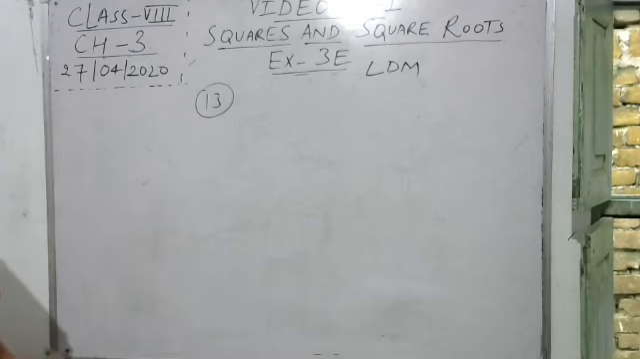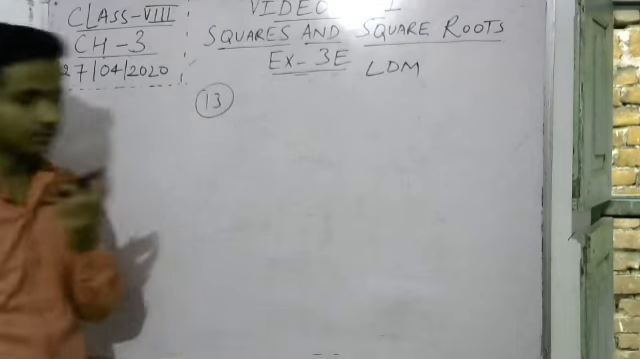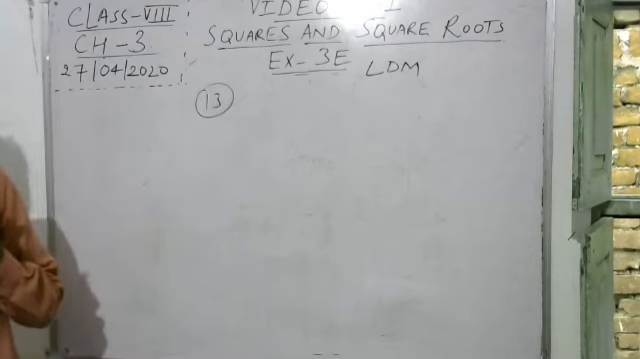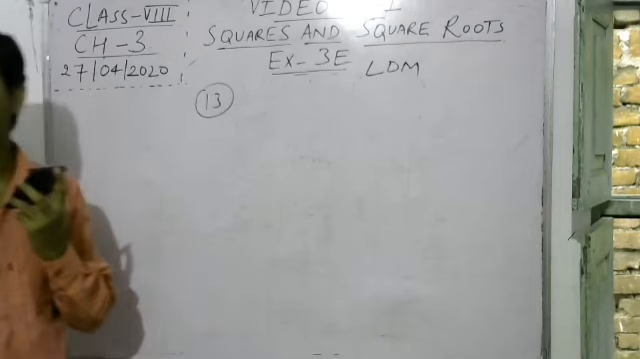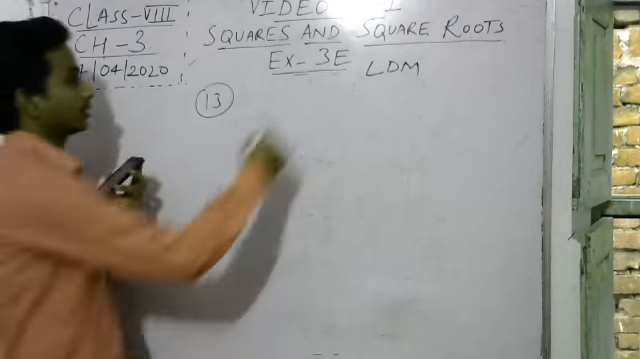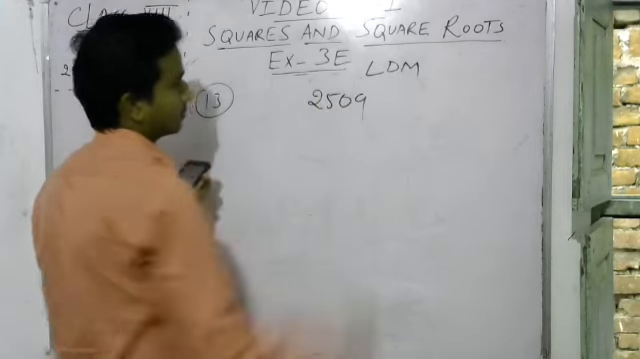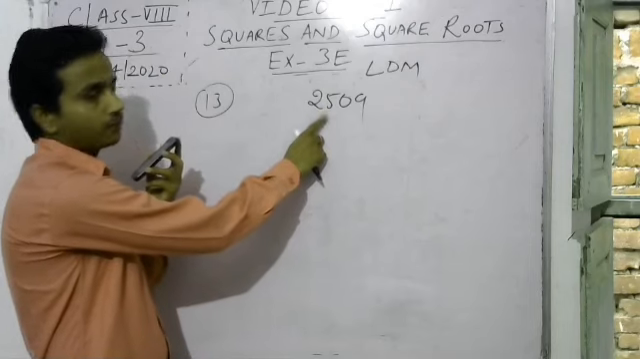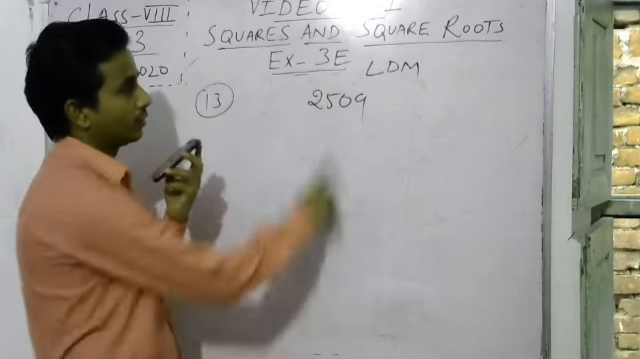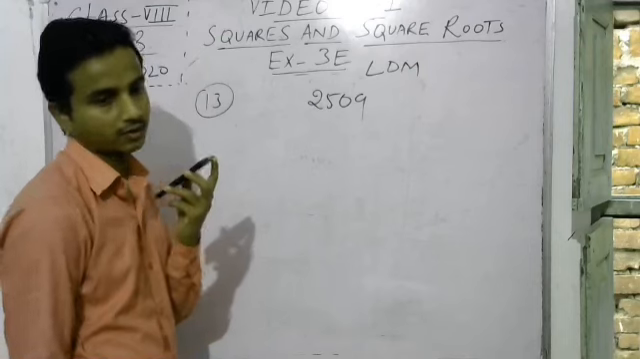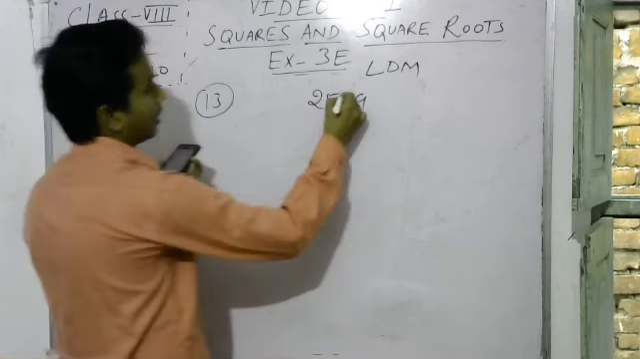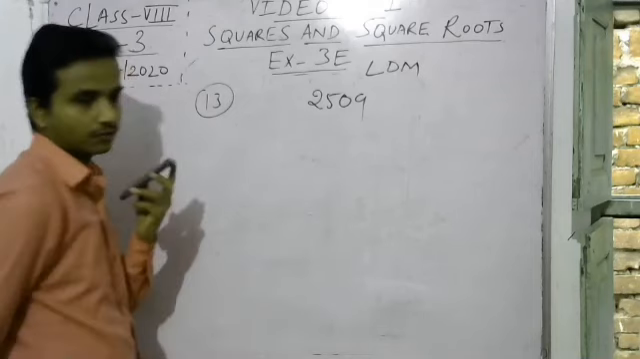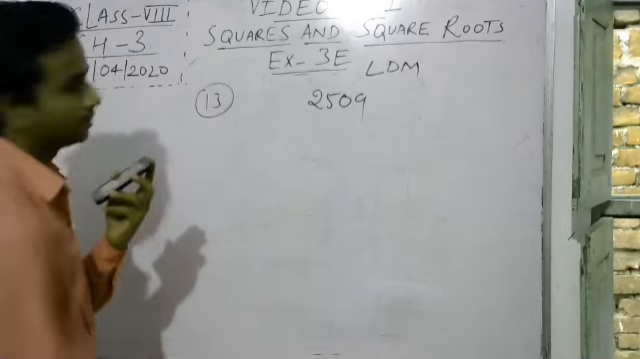find the least number which must be subtracted from 2509 to make it a perfect square. 2509. Find the least number which must be subtracted from this number so that it will become a perfect square. So this type of question, how to solve this type of question? Let's see. First of all, we will find the square root of this number.